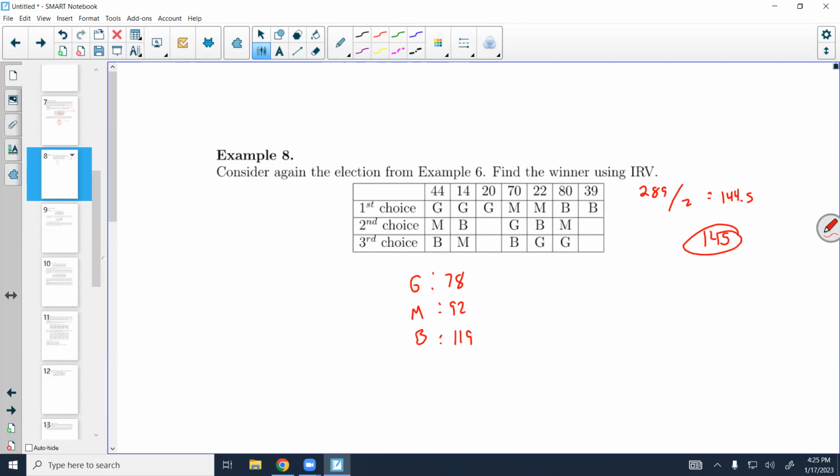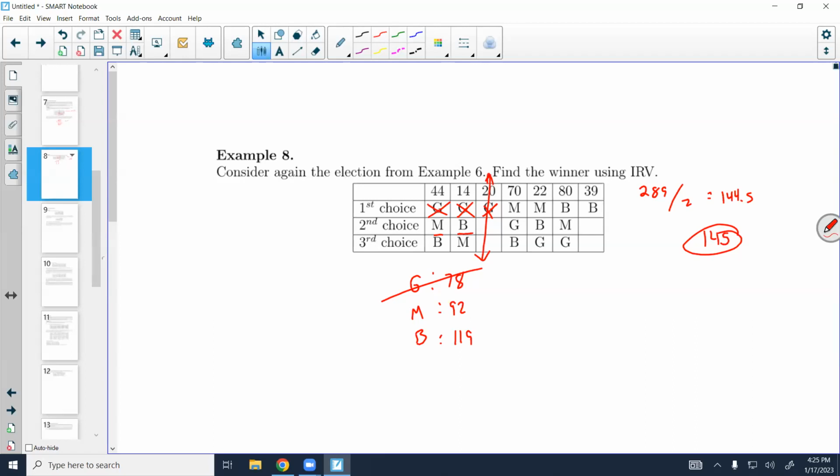Nobody has 145. Who has the lowest amount of votes? That would be Goings here. So now I take that out and it becomes M. I take this out and it becomes B. I take this out and these 20 people are disenfranchised at this point because they didn't vote for anybody else but Goings.